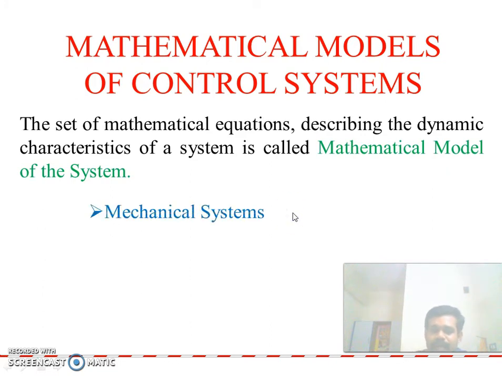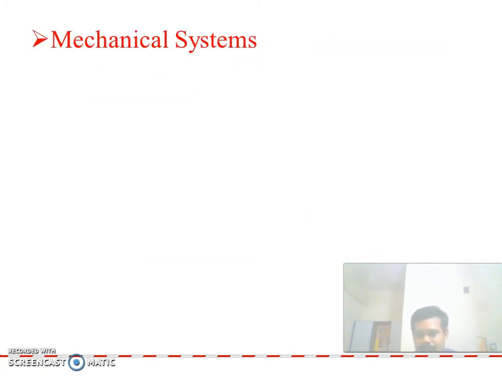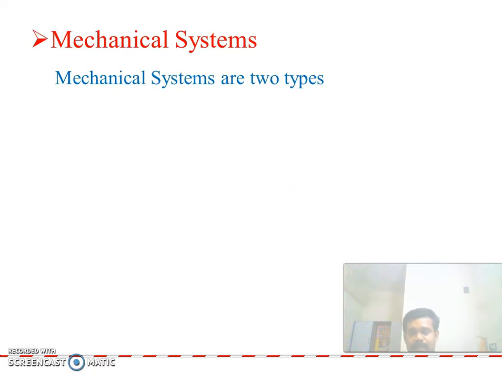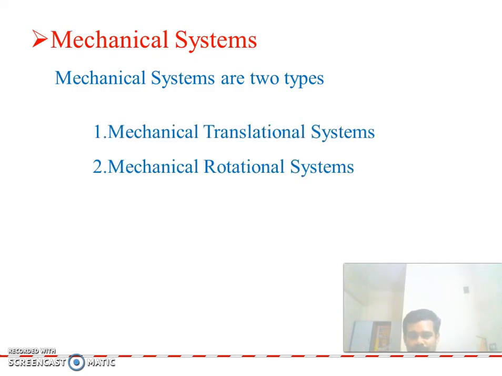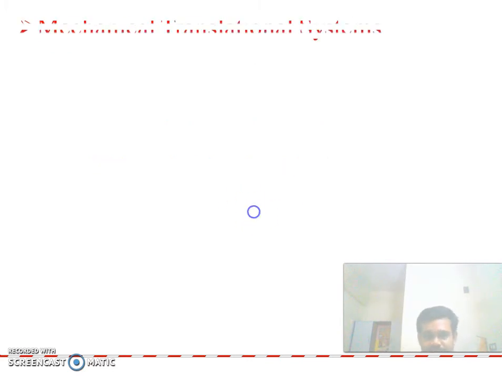There are two types of system: one is the mechanical system, the next is the electrical system. First we are going to see what comes under the mechanical system. In a mechanical system there are two types: one is the mechanical translational system, and the other is the mechanical rotational system.